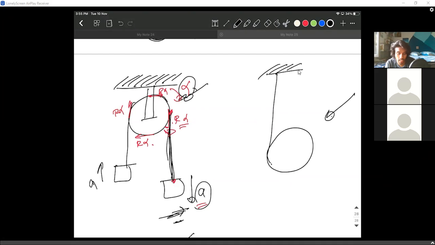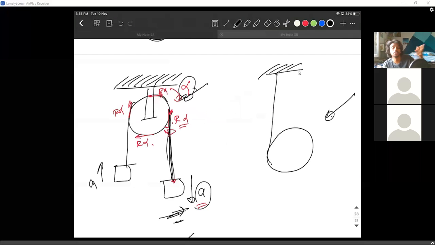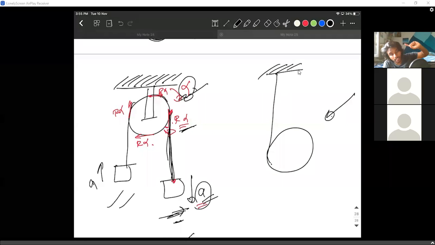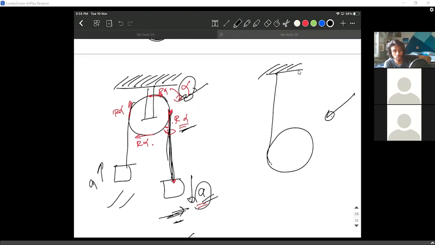Since the string should have the same acceleration along all the points, since it has R alpha and it has A, they must be equal. That's what I'm saying. You get that? Now you're clear on the left side part. You're not randomly using A equal to R alpha. You're taking R alpha from the disk, you're taking A of the block, and relating these two.